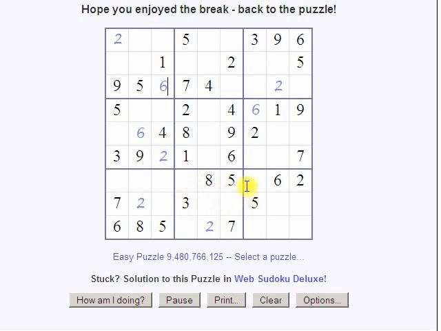And for this block, this has to be 6. And therefore, for this block, this has to be 6.